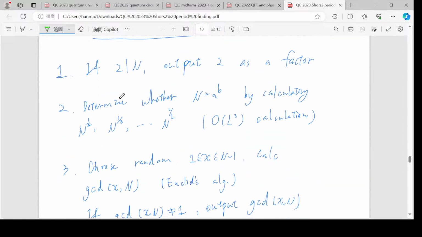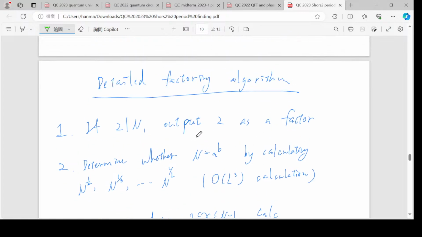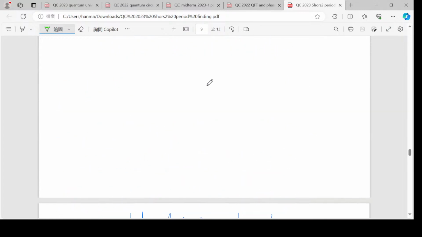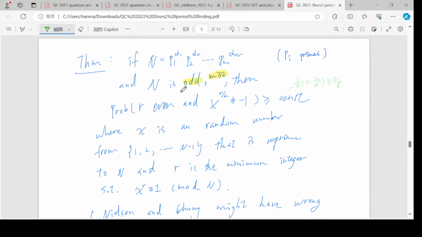The first thing you need to do is check n: you just divide n by 2, and check whether 2 is a factor of n. If 2 is a factor of n, then very good, you have solved your factoring. So after this step, n is not a multiple of 2, so it's an odd number. So that's the first check.